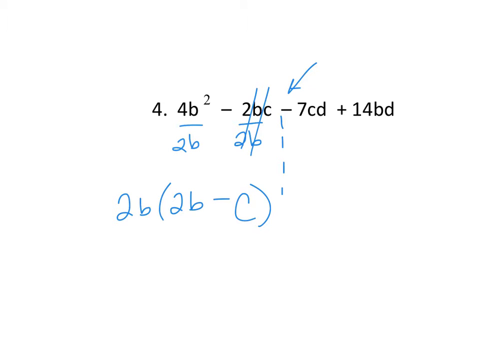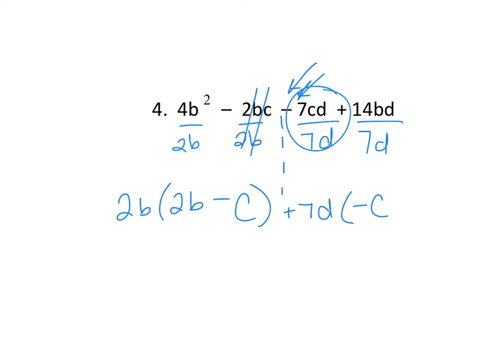Okay, next side I have to divide by 7. That looks like the GCF between the two numbers, and the letter that's common in both of these is d. So I can pull out a 7d. Remember to keep this negative with this term because I divided by a positive. So this is still negative c because these cancel, but that negative is still there. And then 14 divided by 7 is 2, and then b.